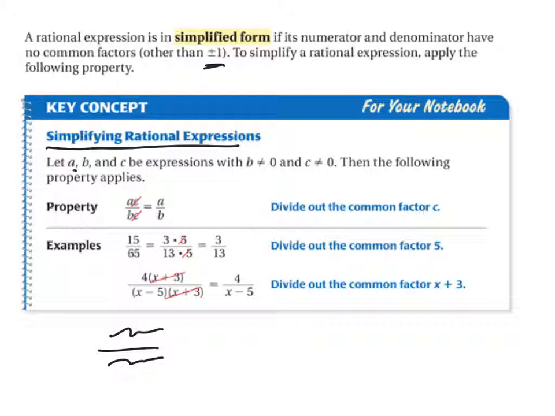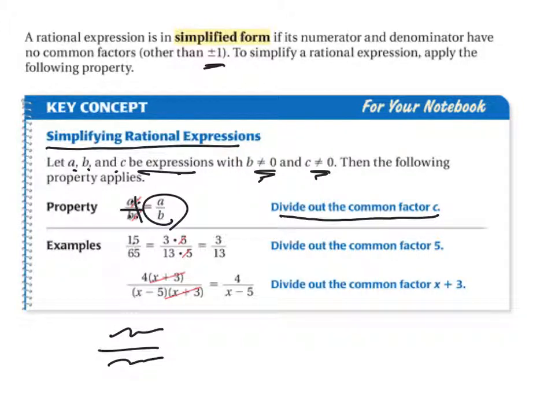So we're going to say let A, B, and C be expressions with B is not equal to 0 and C is not equal to 0. And the following properties apply. When you have AC over BC, I can cancel out the C's and I'm left with A over B. That's divide out the common factor C.